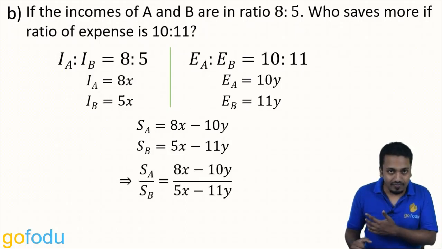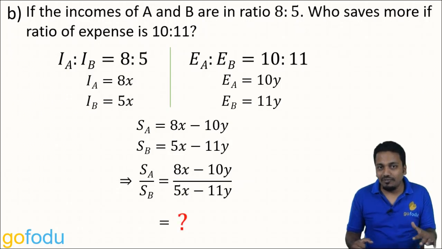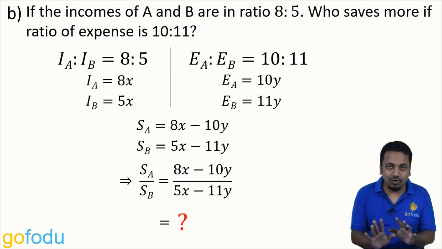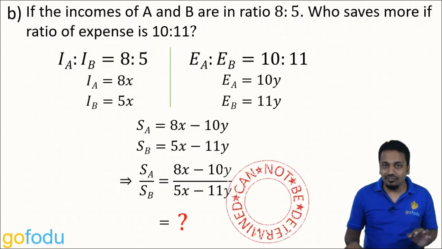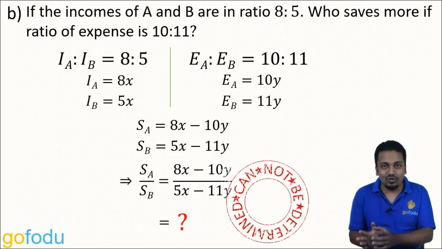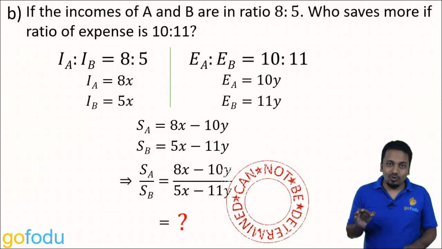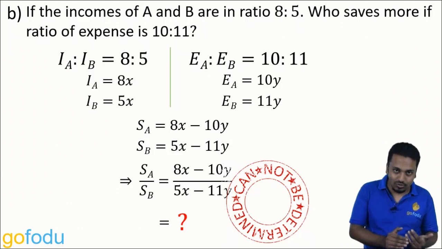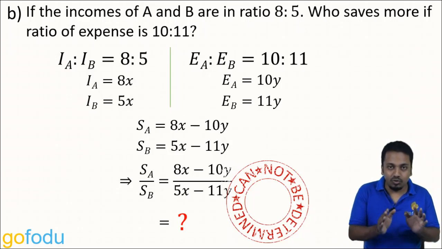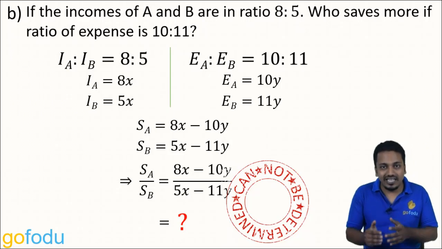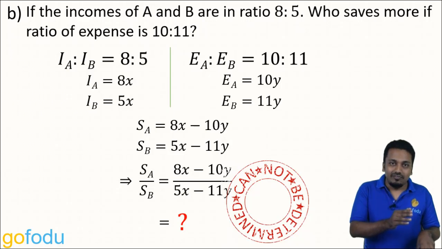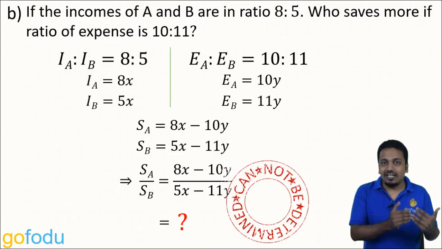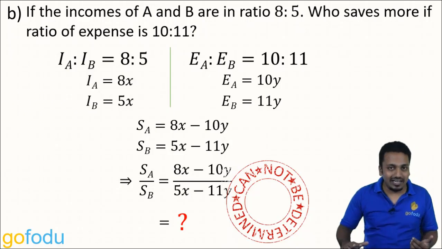Now this ratio of savings cannot be simplified further. We cannot take out anything common and we cannot cancel anything. In other words, we cannot find the exact ratio of savings. So when both income and expenses are in same ratio, as in previous case, then savings will also be in the same ratio as of income and expenses, as it happened in part A of this question. And when ratio of income and expenses are different, the ratio of savings cannot be calculated.